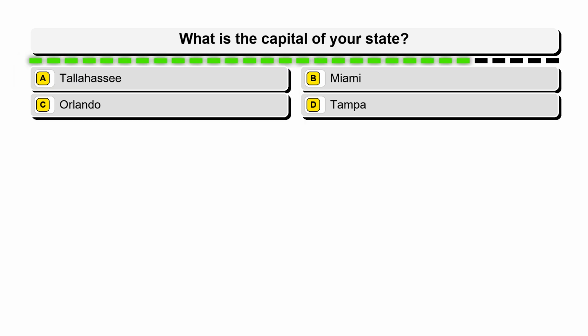Question 24. What is the capital of your state? Option A, Tallahassee. Option B, Miami. Option C, Orlando. Option D, Tampa.